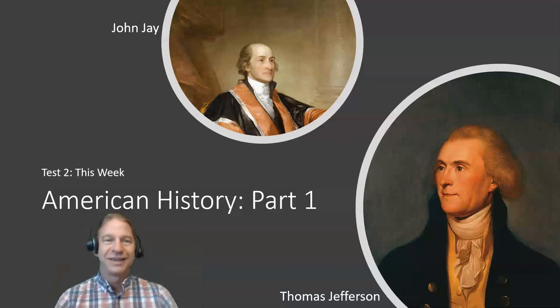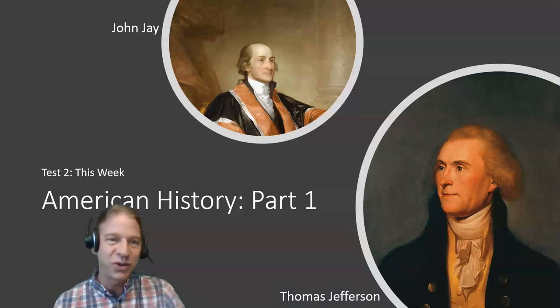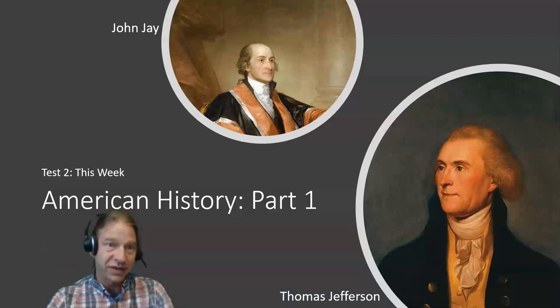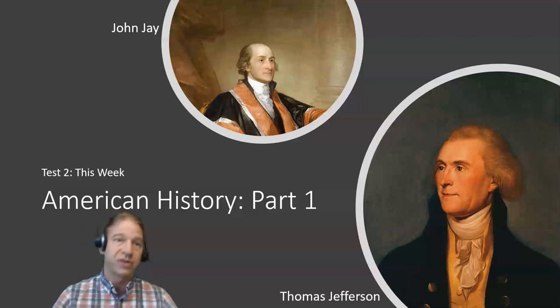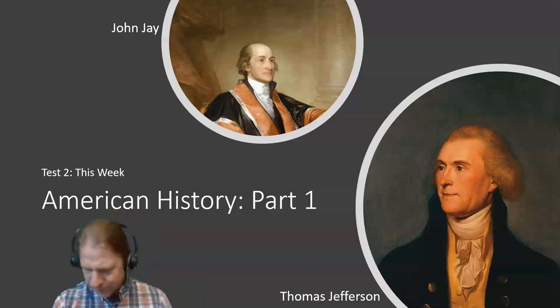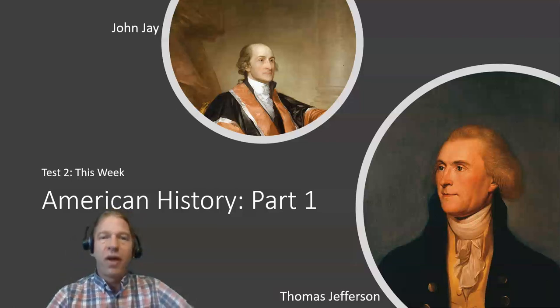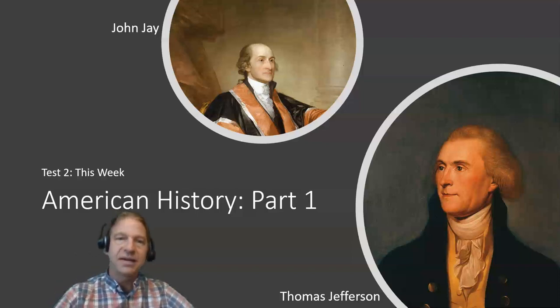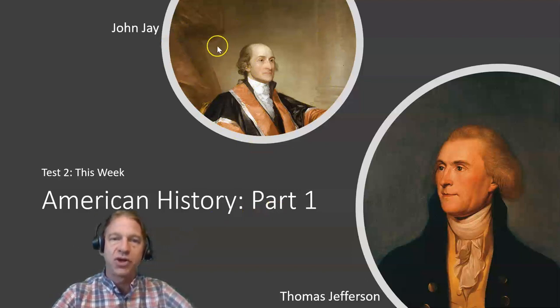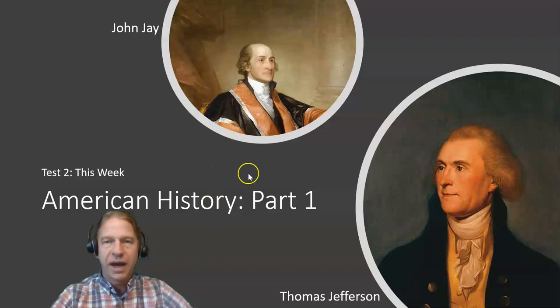Anyway, here's the factoid, and it relates to one of the essay questions on the test, which is about the origins of the two-party system. One of the factors that led to the development of the two-party system was something called the Jay Treaty, and it gets its name from this individual here, John Jay, who became associated with creating this treaty. And it was vehemently opposed by Thomas Jefferson.